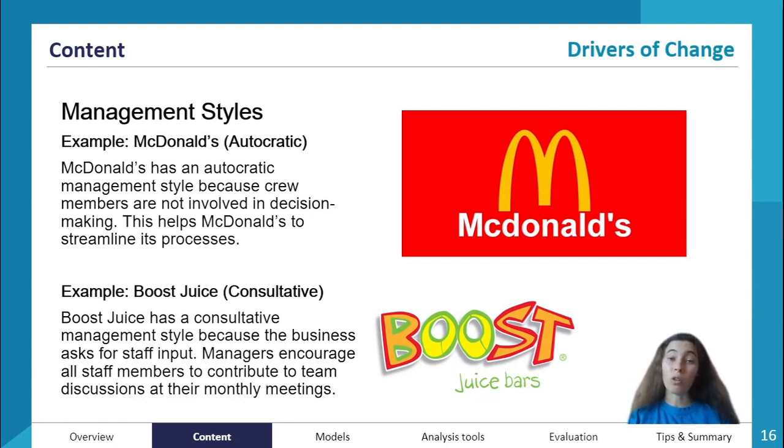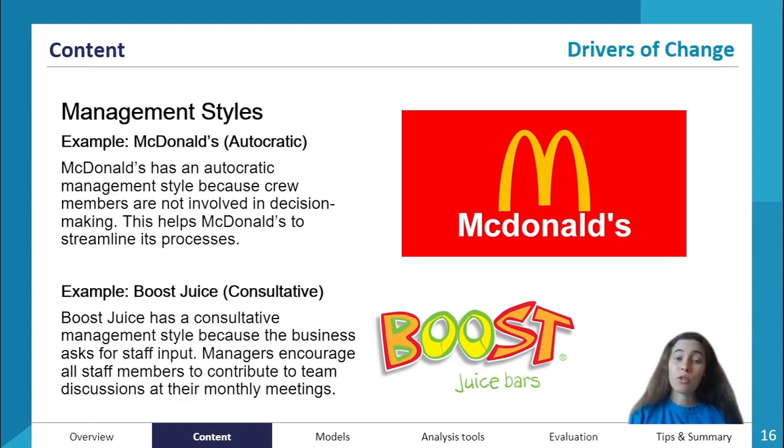It has an autocratic management style because crew members are not involved in decision making. And so this helps McDonald's to streamline those processes. And maybe some crew members get some say in things on a more micro level. But in terms of crew members meeting with the CEO, meeting with executives to get a say on big decisions, that is probably not going to be the case.